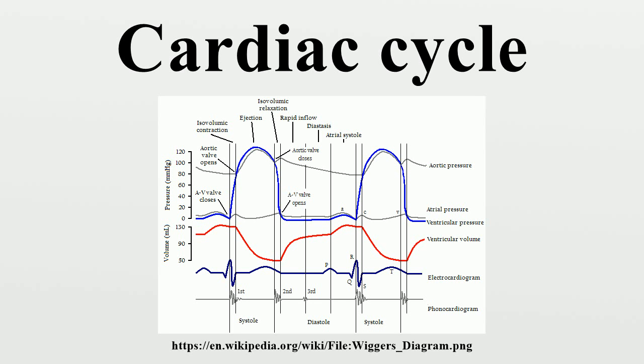Atrial systole. Atrial systole is the contraction of the atrial syncytium of cardiac muscle cells of the left and right atria, following electrical stimulation. This conduction takes place via the gap junctions of the connecting intercalated discs. Normally, both atria contract at the same time.